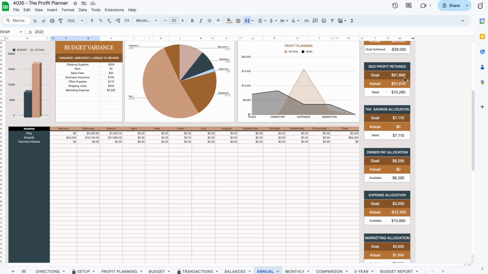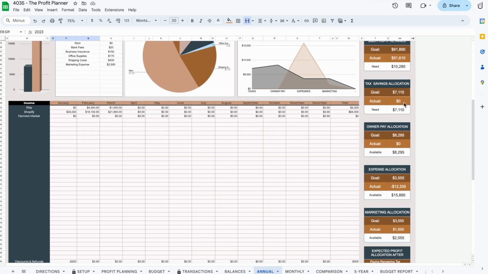So your goal is to retain $61,000 in profit. So far in the first 3 months from the data that I've entered, we've retained $51,000. So for the year so far, I still need to retain another 10, and that will continue to grow as you do your profit planning for the remainder of the months of the year if you have not done it already.